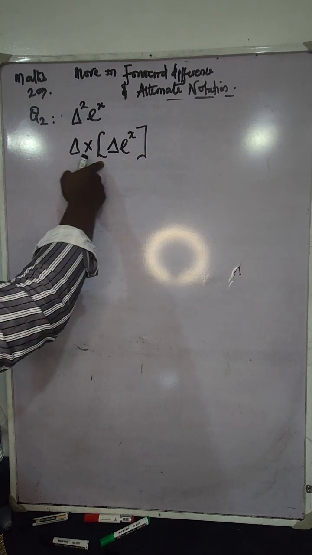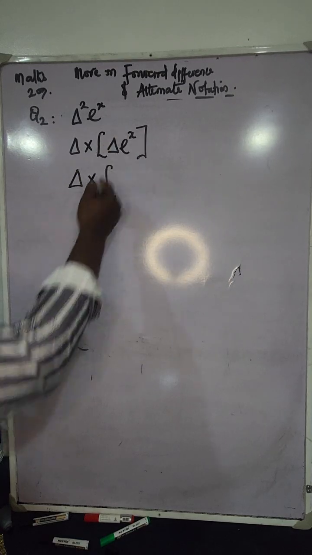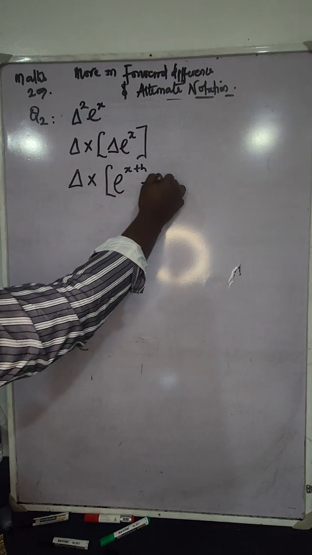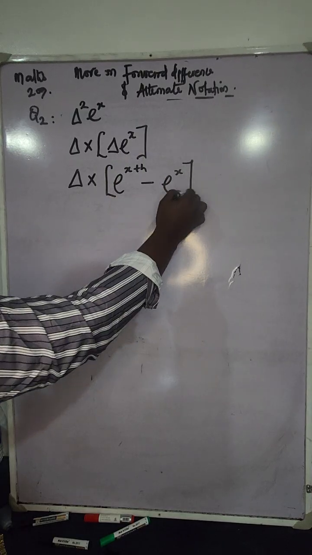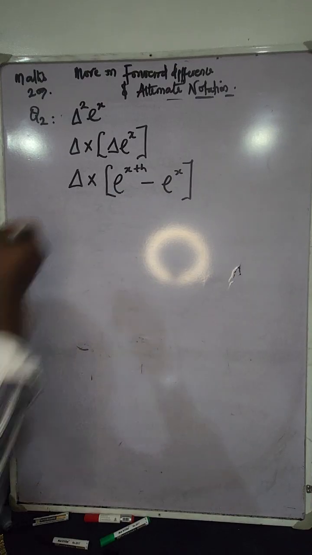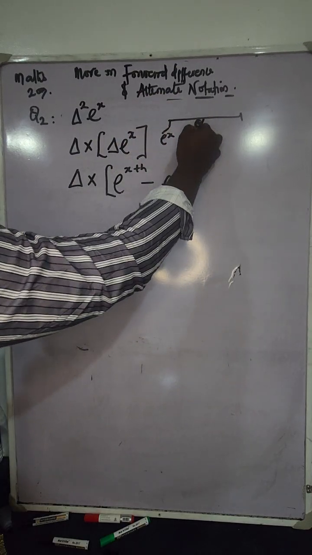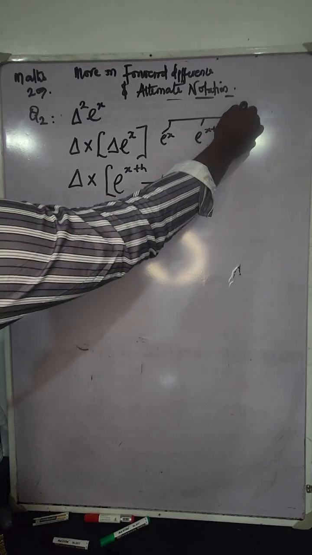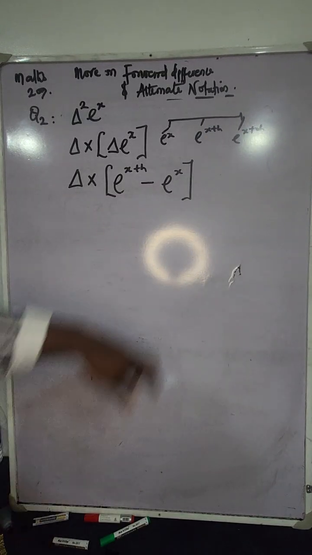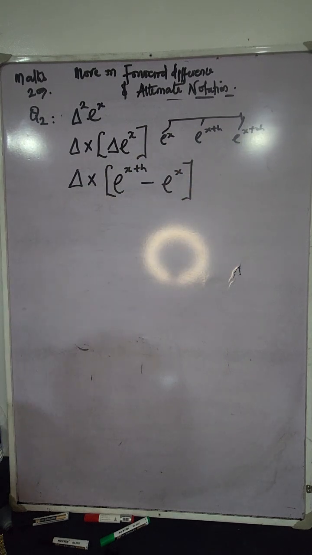So let's find the definition of this. We have the forward difference multiplied by, what is the forward difference of e to the power of x? You have e to the power of x plus h minus e to the power of x itself. Remember, where we are going minus where we are coming from. If I have a number line like this, this place is e to the power of x, this is e to the power of x plus h, this is e to the power of x plus 2h. So we know that it is where we are going minus where we are coming from, and we have it like this.